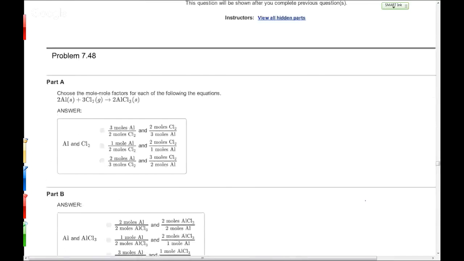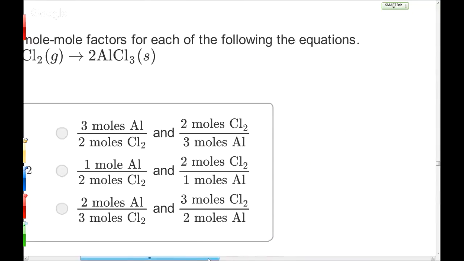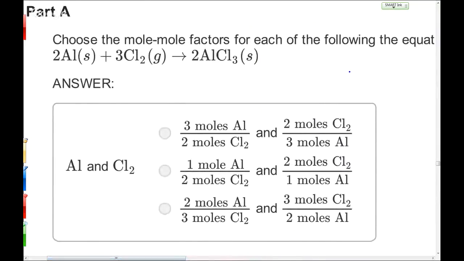These come up in the homework too, so we might as well look at them. Choose the mole-mole factors for the equation. It's just saying exactly what we've been doing, but wording it in a little bit different way. So which is correct here? The bottom one? Yeah, because the equation tells us that the 2 goes with the Al, the 3 goes with the Cl2. And so those stay together in those factors. And then that's what we use in the calculations.